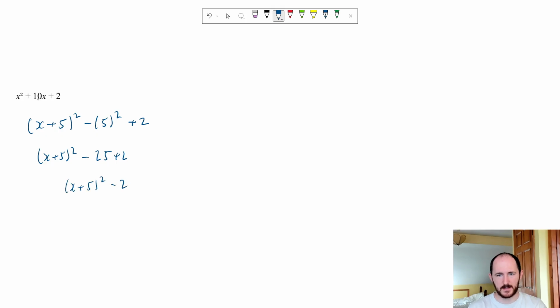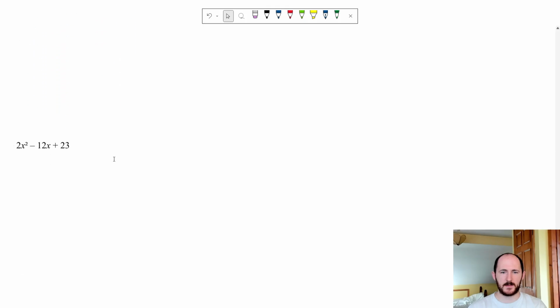Nice and easy. Now there is one other type that's going to be a little bit trickier, which is what happens when there's a number in front of the x squared. Now, no matter what the number is, here's just a really handy trick for you. The way I do this is, I essentially divide through by 2, and then I times by 2 at the end. So the first thing we're going to do is divide everything by 2, and we're going to remember for later that we've divided by 2.